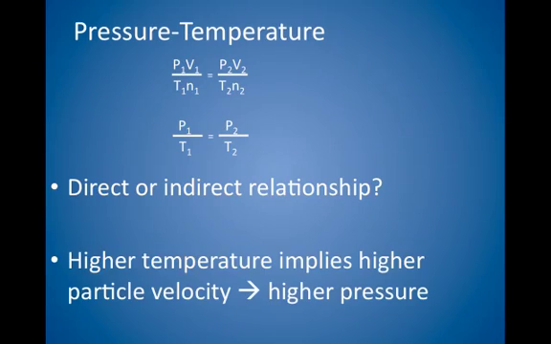And here's the reasoning. The higher temperature implies higher particle velocity. Because the particles are moving faster, they're going to hit the walls with more force. If they're hitting the walls with more force, that's going to be a higher observed pressure. So you have two ways of understanding this as a direct relationship. You can look at the math formula and evaluate the fraction, or from a chemistry concept standpoint, understand how particle motion works.